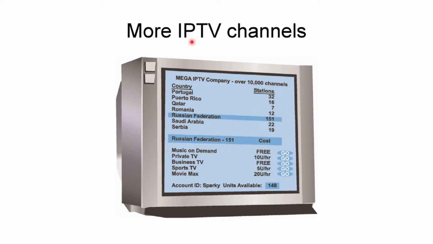Now, more IPTV channels. You can see here these mega IPTV companies, over 10,000 channels are possible, and this is nothing but the billing or sparky units available, account ID, and you can say this is for different countries. So like Portugal 32, say Qatar you are having 7 channels, something like that. So overall if we see, more than 10,000 channels are there.